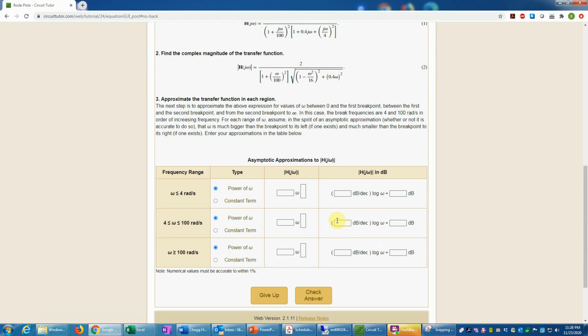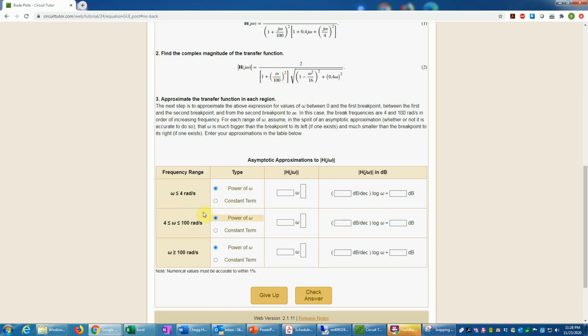Now our next job is to approximate this function of omega in several different regions. We can see that we're going to have different breakpoints. We're going to have a breakpoint here when omega is equal to 4 radians per second. And then we're going to have a breakpoint out here for this double pole corresponding to omega equal to 100 radians per second. Those are the breakpoints that have already been identified for you, although you should know how to do that in case you need to do this, of course, by hand.